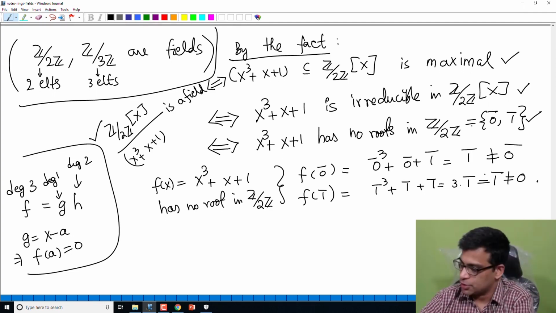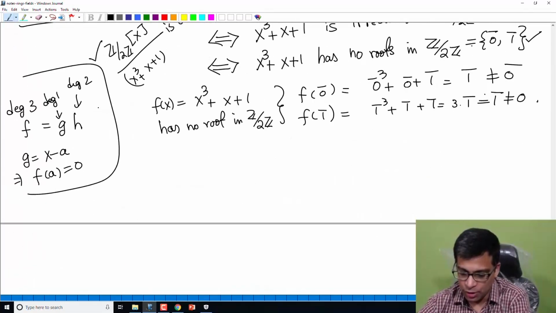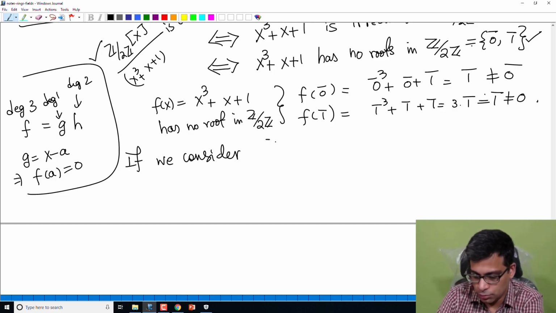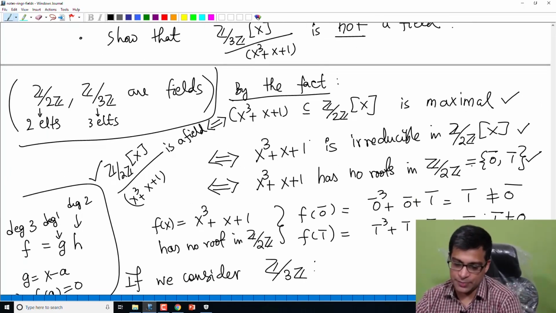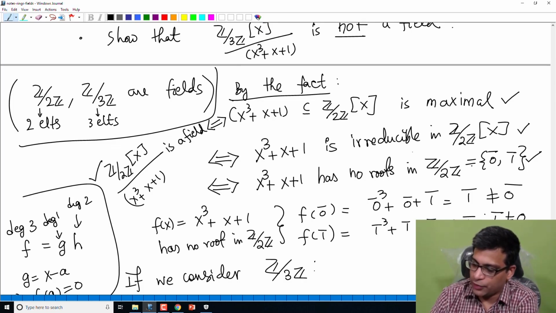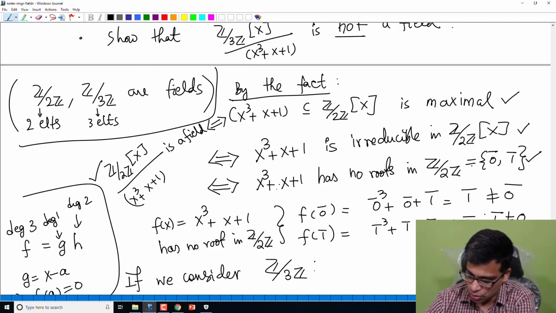That means this statement is true, which is exactly the first problem. Now, if we consider the other field, Z mod 3Z, we have to essentially consider the same set of equivalences. Z mod 3Z x mod x cube plus x plus 1, remember the same polynomial, is a field if and only if this is maximal, if and only if this is irreducible, if and only if there are no roots.